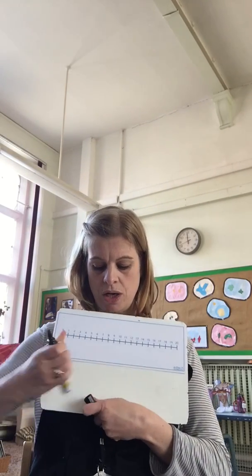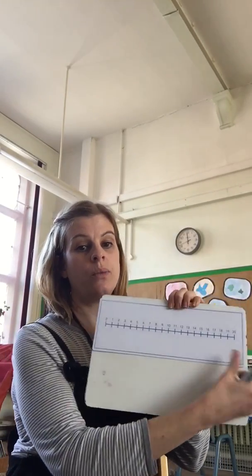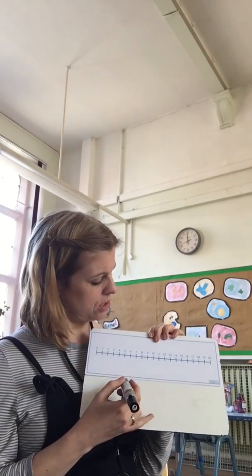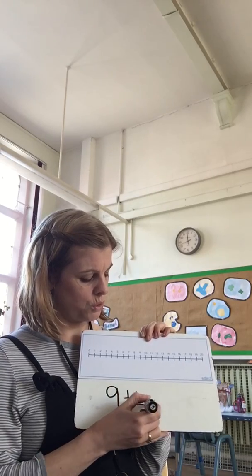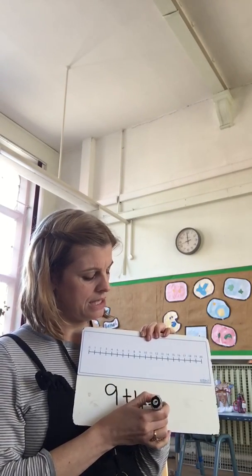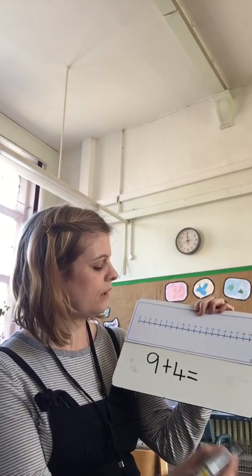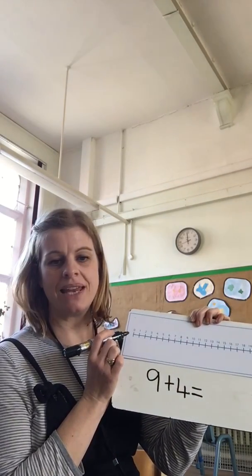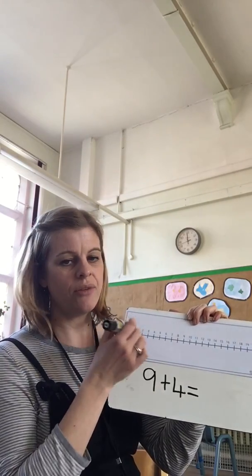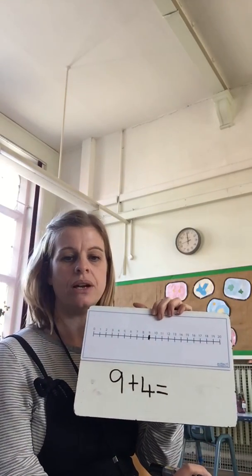Okay, so we're going to do some addition calculations. I'm going to write one on my whiteboard, and then I'm going to show you on the number line how I would solve it. So I'm going to do 9 add 4. Here is my calculation, 9 add 4. So, first number, I know I've got 9, so I don't need to go from the beginning. It's like counting on. You don't need to go from the beginning and count to 9. I can just find 9. Here it is.